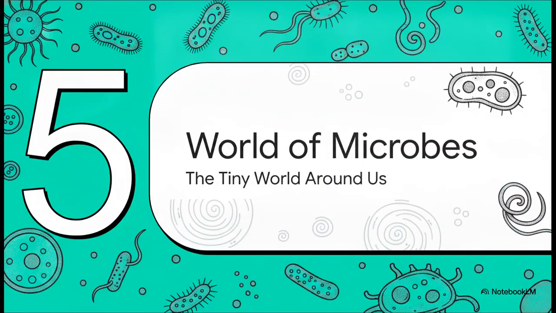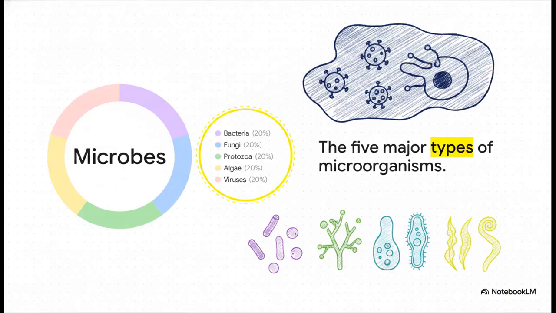Let's move to section 5, the world of microorganisms, zooming in on the tiny world around us. Zooming back out from the anatomy of single cells to our invisible world, let's meet the actual microorganisms. These tiny guys are broadly classified into 5 major groups: bacteria, fungi, protozoa, algae, and viruses. Now, viruses are a bit of a unique exception because they're strictly considered acellular, meaning they lack a typical cell structure and can only reproduce by hijacking a living host cell.